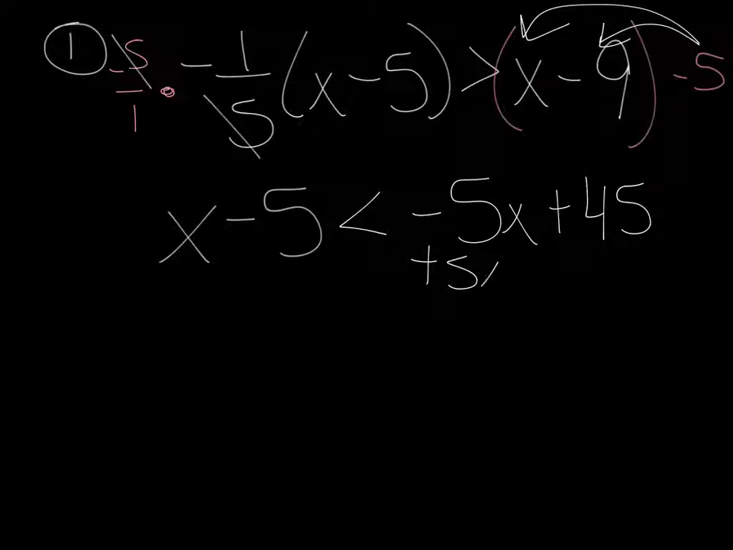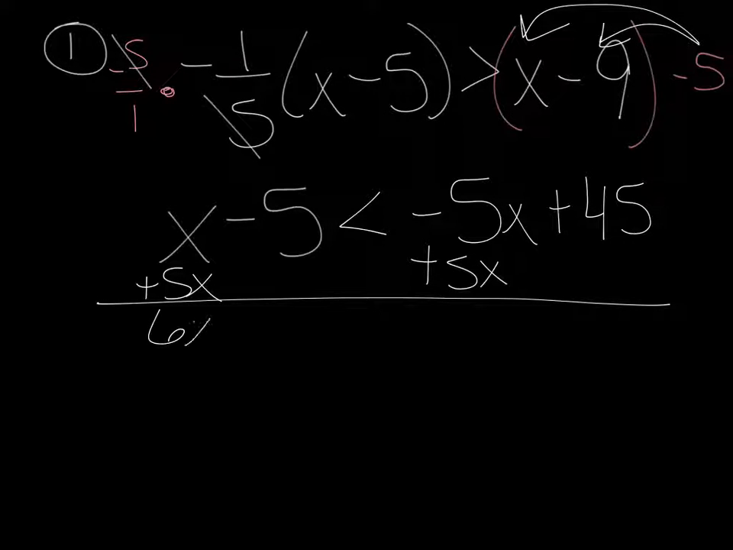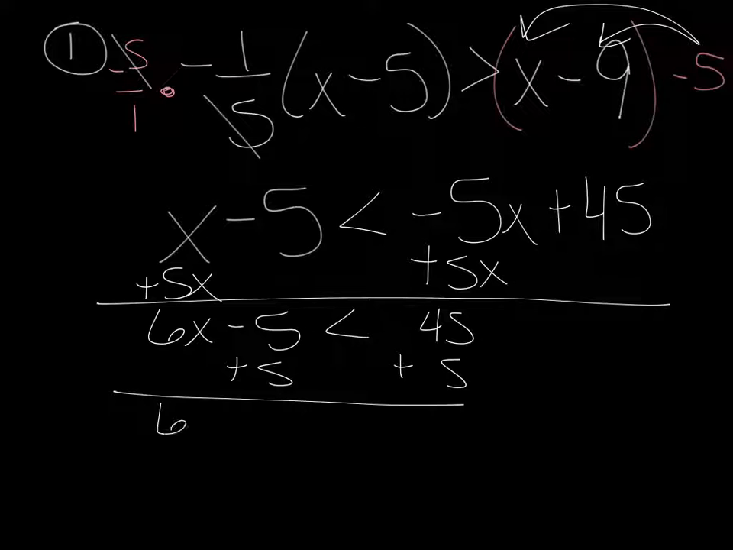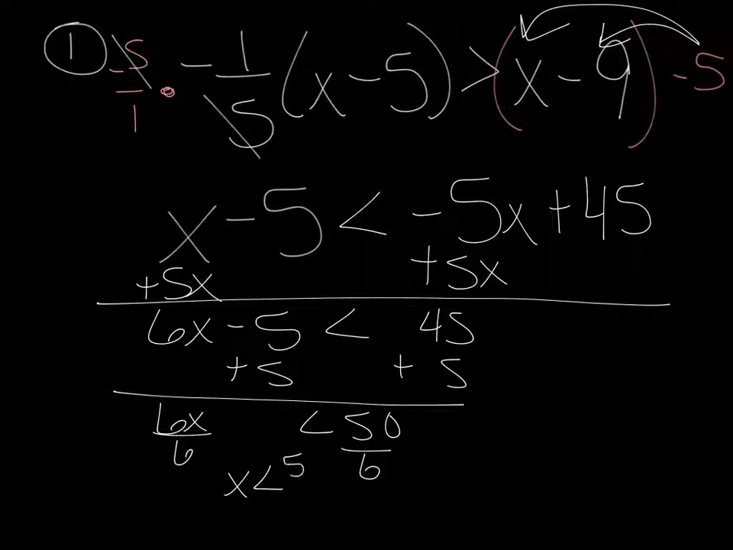I'm going to solve. I'm going to add 5x to both sides. I'm going to add 5 to both sides. And I'm going to divide both sides by 6. And I get x is less than 50/6, which simplifies, so I get x is less than 25/3.